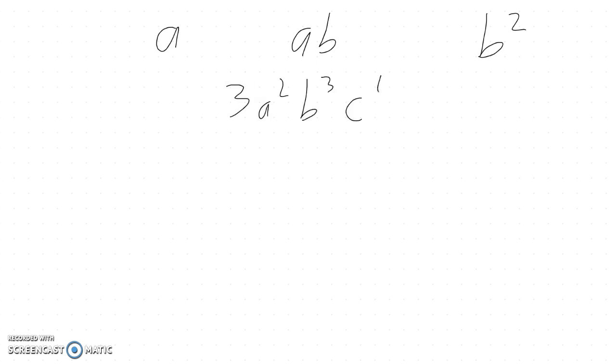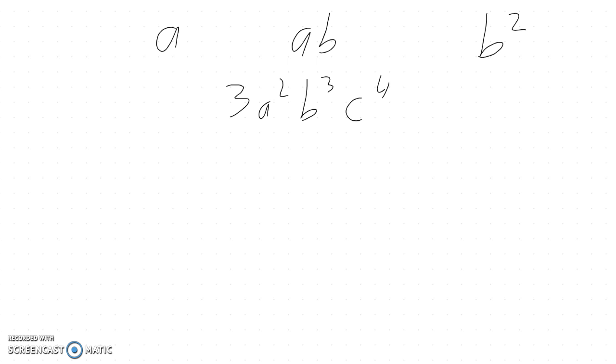So first, what is a monomial? A monomial is just a term. It's just a single term. A, that's a monomial. AB is a monomial. B squared, that's a monomial. Any single term is a monomial. It can be a big, complicated single term. 3a squared, b to the third, c to the fourth.